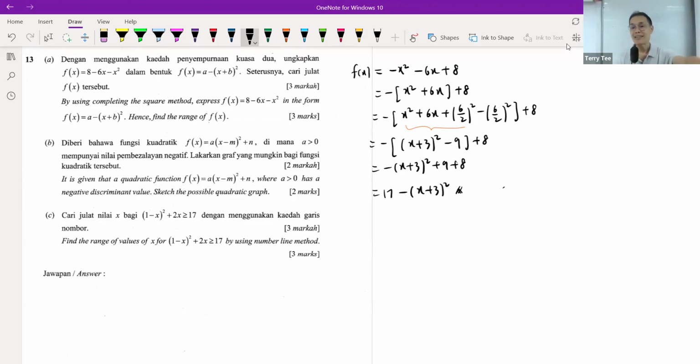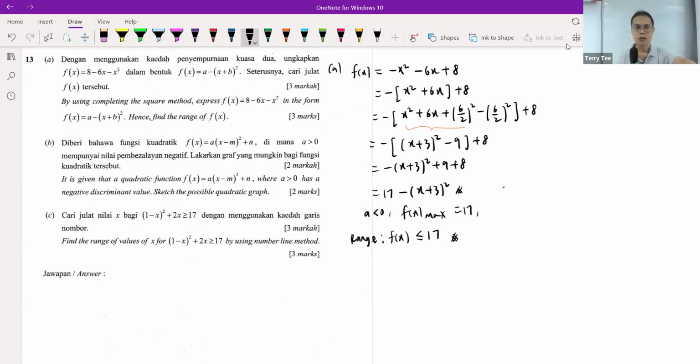Then they say find the range of f(x). Remember, if your a is less than 0, your f(x) will have a maximum. The maximum is the one outside the bracket, in this case 17. It occurs when the one inside the bracket is 0, but that is not important. We know the maximum is 17. If your maximum is 17, that means it should be either 17 or less than 17. So that's why we write our range as f(x) less than or equal to 17.